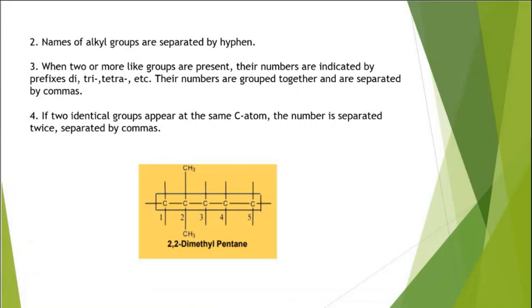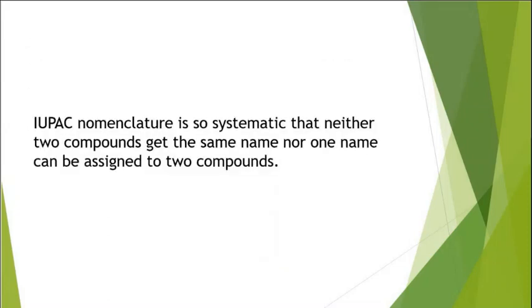So these are some important rules for nomenclature of alkanes, and you have got to know how to write the name of an alkane as well. Girls, do remember IUPAC nomenclature is so systematic that neither two compounds get the same name nor one name can be assigned to two different compounds. The IUPAC system gives a unique, specific and different name to each and every compound that exists in this universe. It's not possible that two compounds which are different from each other get the same name. It is not possible at all.